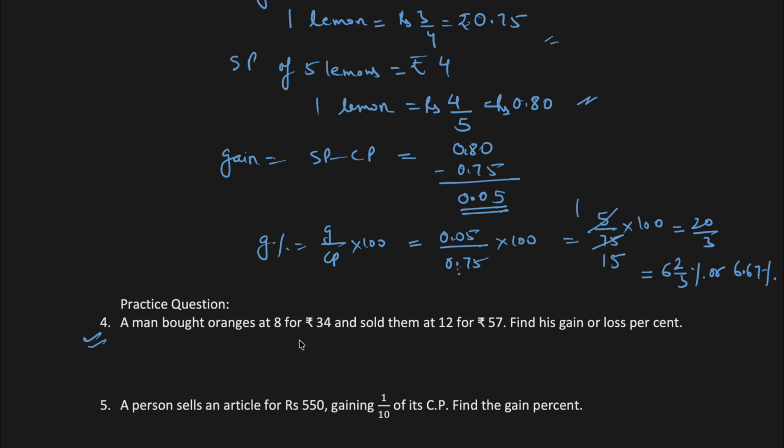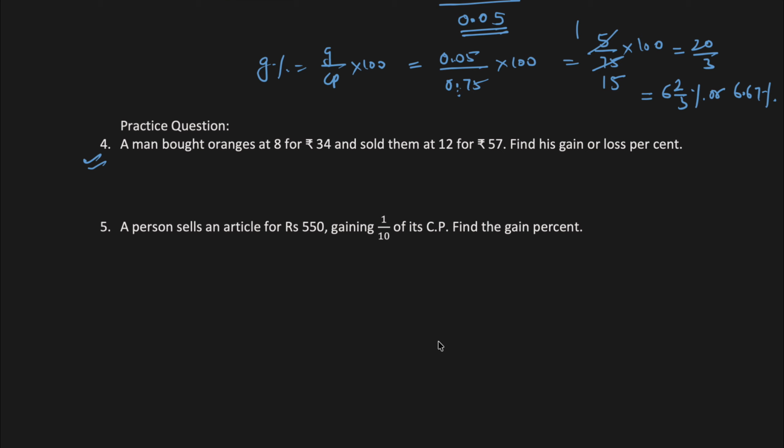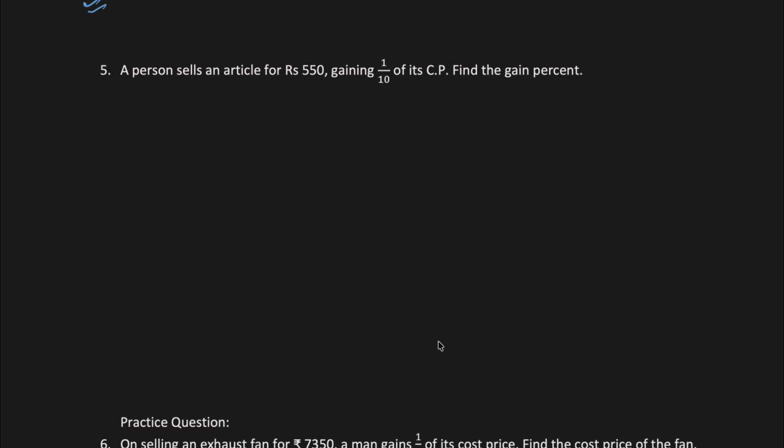Here also the same thing. Calculate for one orange CP, calculate for one orange SP, and get either gain percent or loss percent, whatever you find. Pause your video, students, solve it, send your answer in the comment. Now, let's move to another type of question.